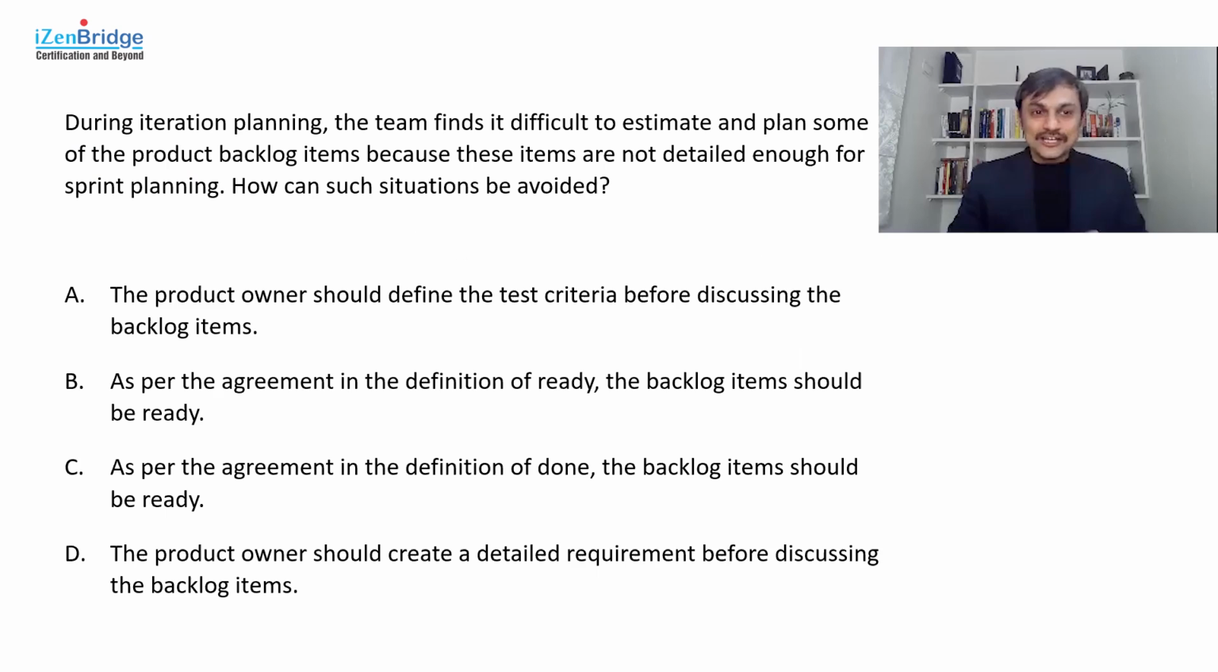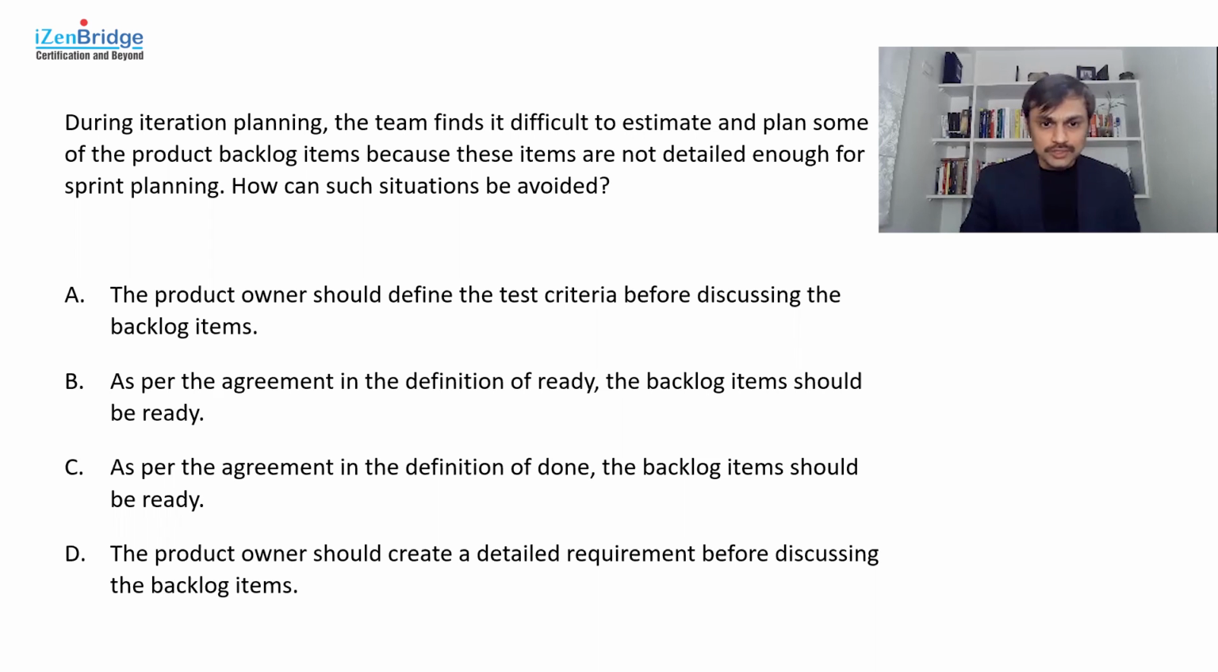Question 14. During iteration planning, the team finds it difficult to estimate and plan some of the product backlog items because these items are not detailed enough for sprint or iteration planning. How can such a situation be avoided?